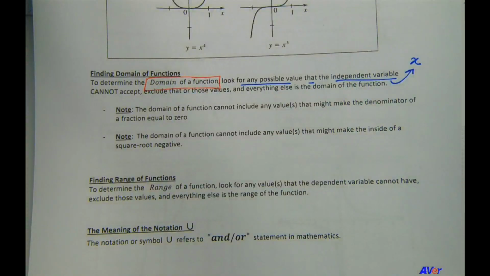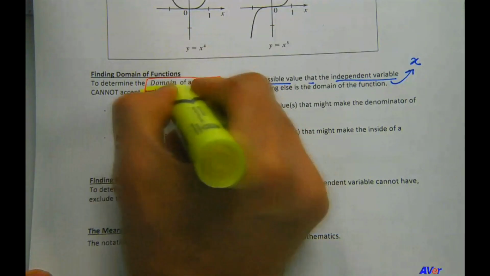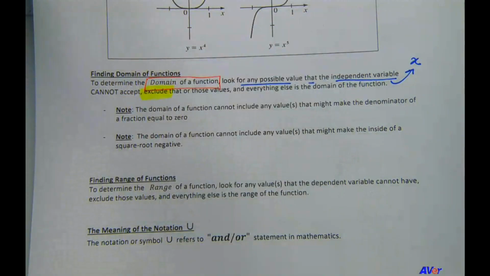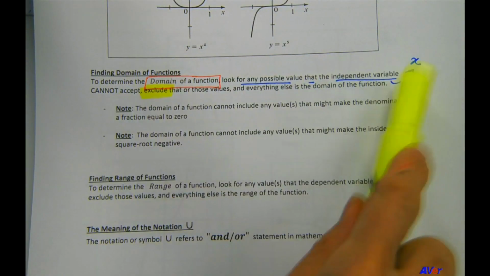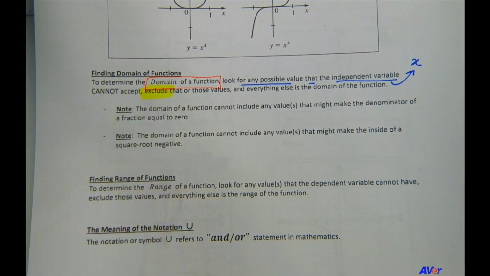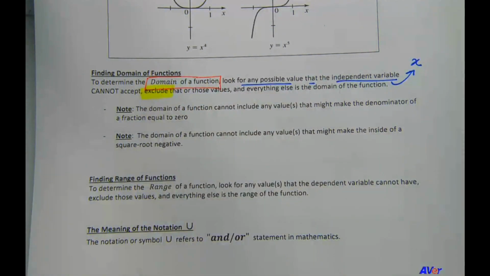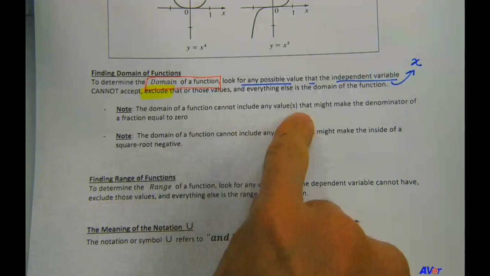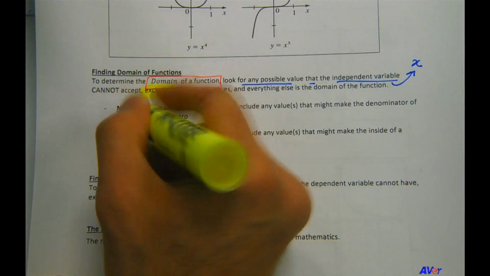that the independent variable cannot accept, exclude, this is the thing, exclude those values that the x value cannot accept. Find those values that x cannot accept, exclude those values, and everything else that is remaining is the domain of the function. Okay? So the domain of a function cannot include any values that might make the denominator of a fraction equal to 0. Very, very important.